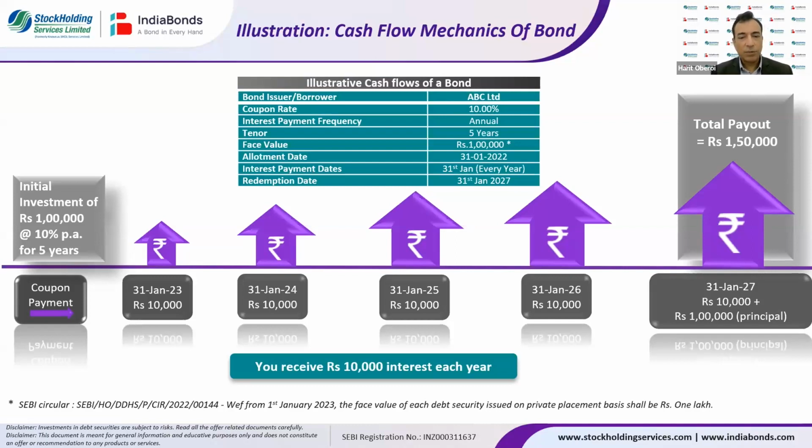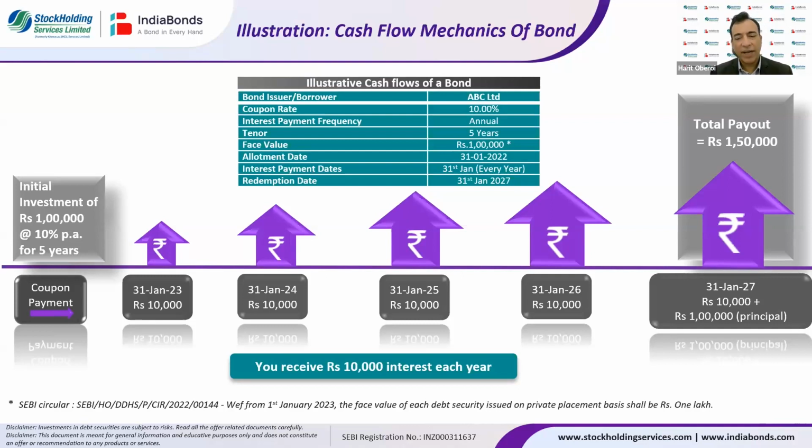Now let's look at it in terms of a cash flow example. Day one, pay 1 lakh rupees. I have purchased one bond at a coupon rate of 10% on January 22. Now on 31st January 23, 1 year down the line, I am entitled to interest at the rate of 10%. That is, 10,000 rupees on 1 lakh rupees is the interest income which I, as an investor, have earned.